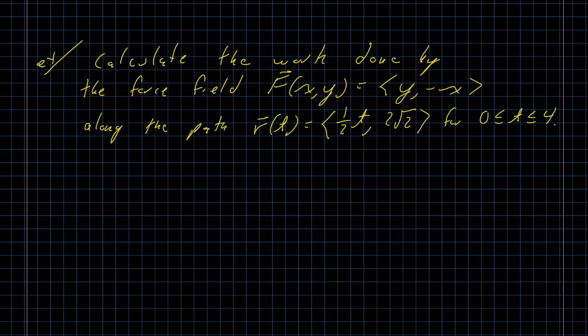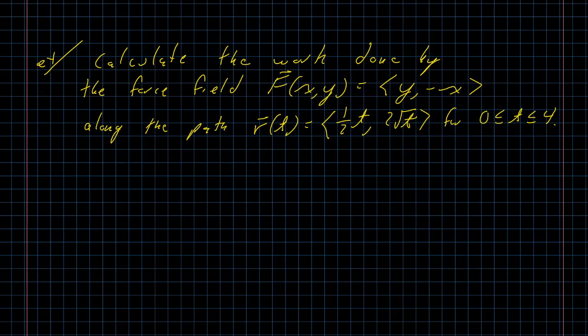Calculate the work done by the force field F of x and y equals y, negative x, along the path r of t is (1/2 t, square root of t) for t between 0 and 4.